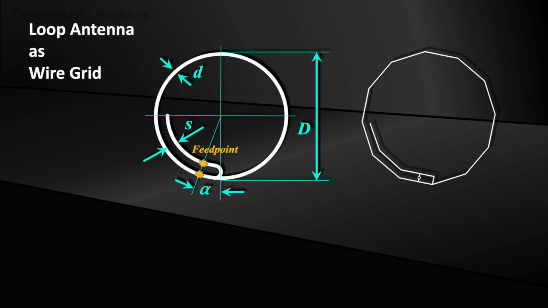While NEC has already helped us to understand the radiation characteristics of these loop antennas, I have not yet explained how to work with NEC. We will catch up on that today. We will model a loop antenna, including the matching network, as a wire grid model and discuss all the details.